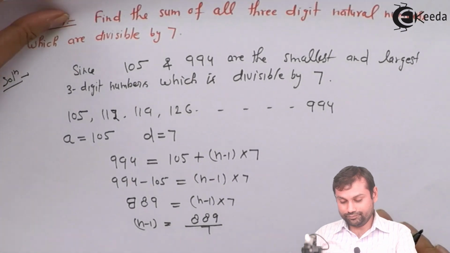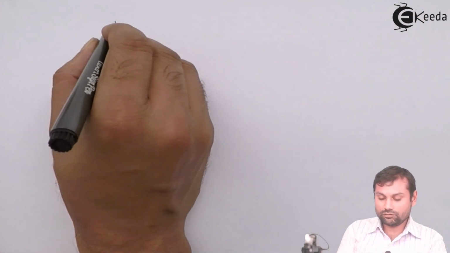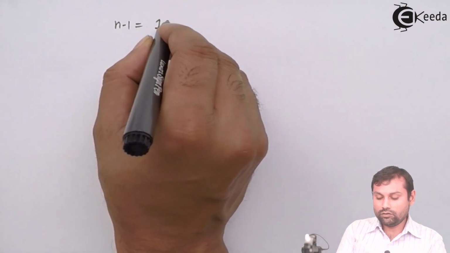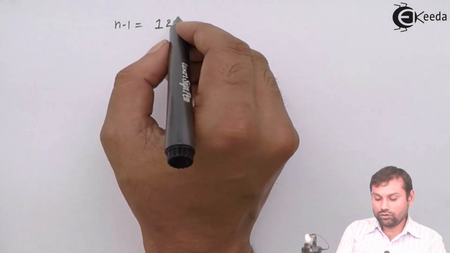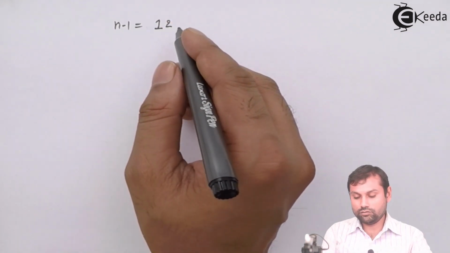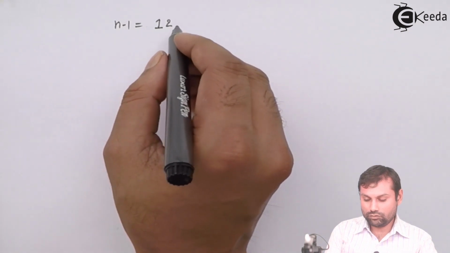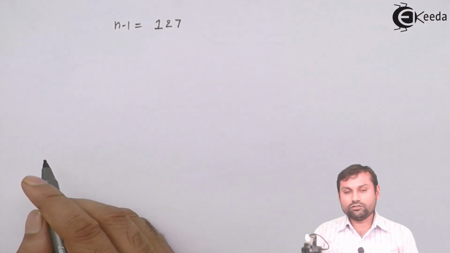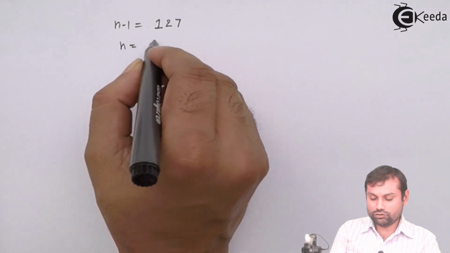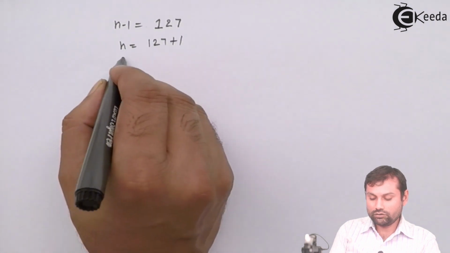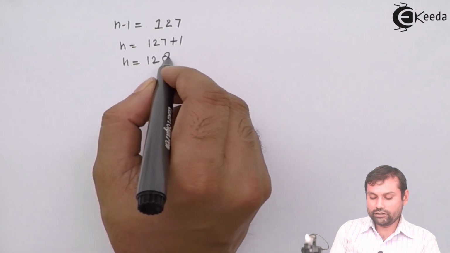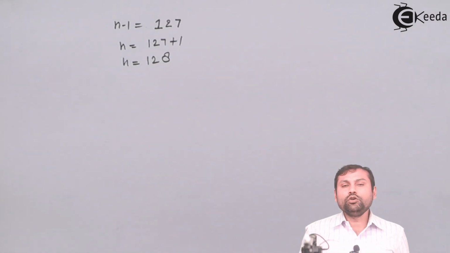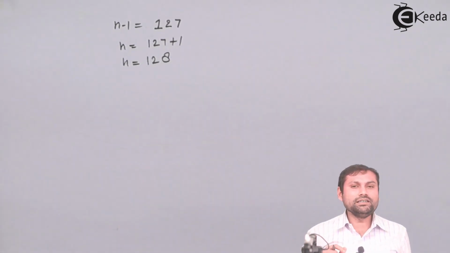So n minus 1 equals 127. So n equals 127 plus 1, so n equals 128. So there are 128 numbers between 105 and 994 which are divisible by 7.